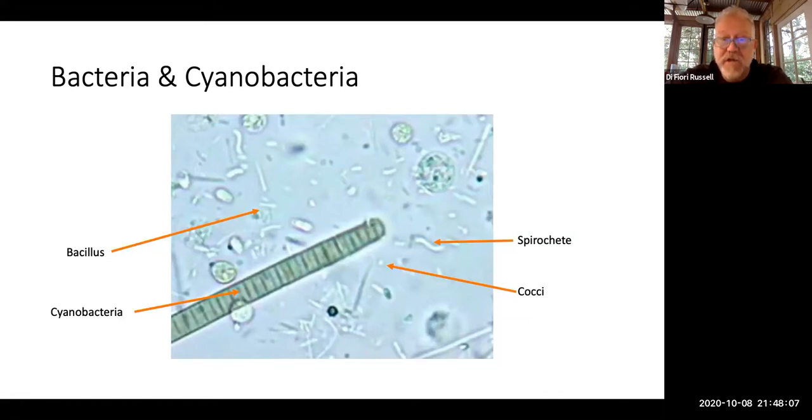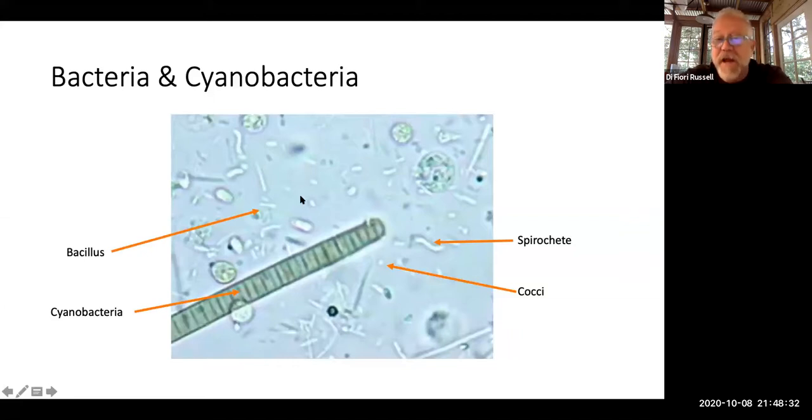Bacteria in general come in all kinds of shapes, as you can see here. Spirochete bacteria are kind of corkscrew shaped and they whip through the water like this. Cocci are little round dots. Bacilli look like little hot dogs. There's probably even some things like multiple cocci groups in here. And there are also multiple bacillus groups.